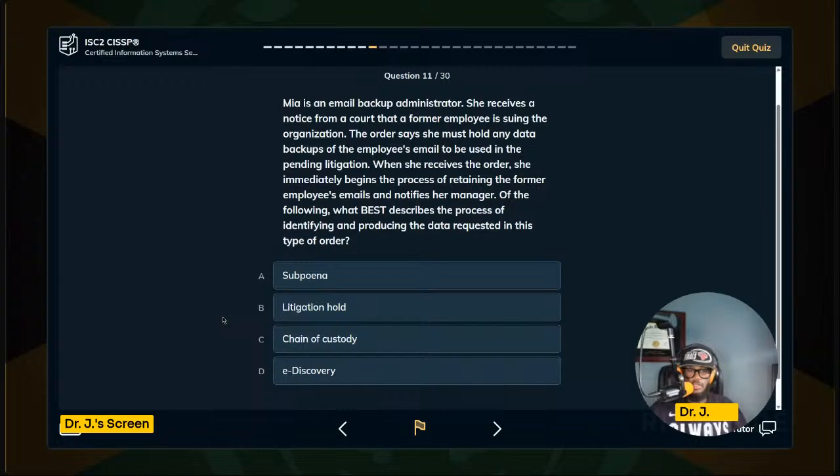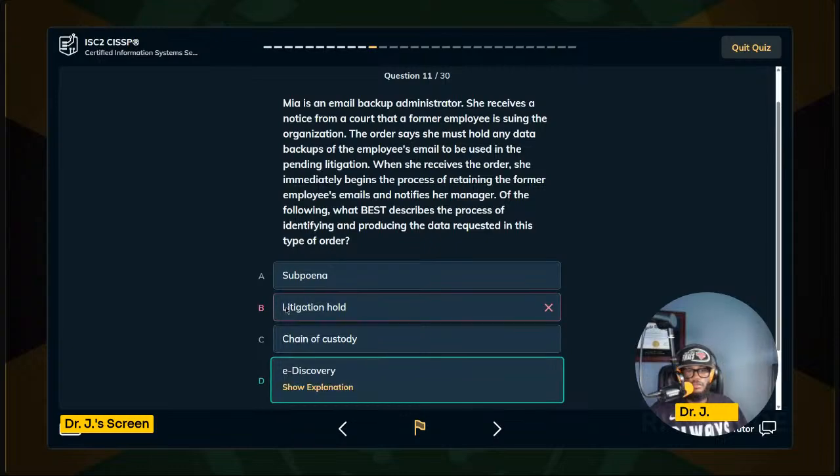That's going to be Bravo, litigation hold. Because the order says she must hold any data backups of the employee's email to be used in litigation. It's not chain of custody. You're not talking about transferring evidence and diligently documenting every step, who had it last, what they did, so on and so forth. That'll be chain of custody. E-discovery is like when you're just doing a search on a system and whatnot. Oh yeah, this is gonna be Bravo.